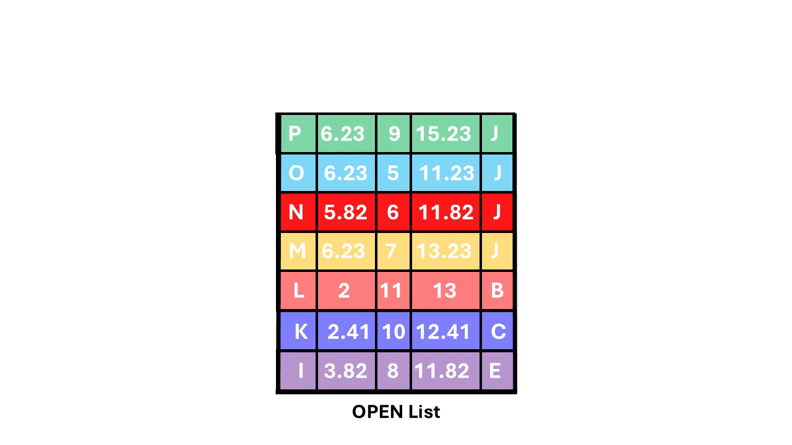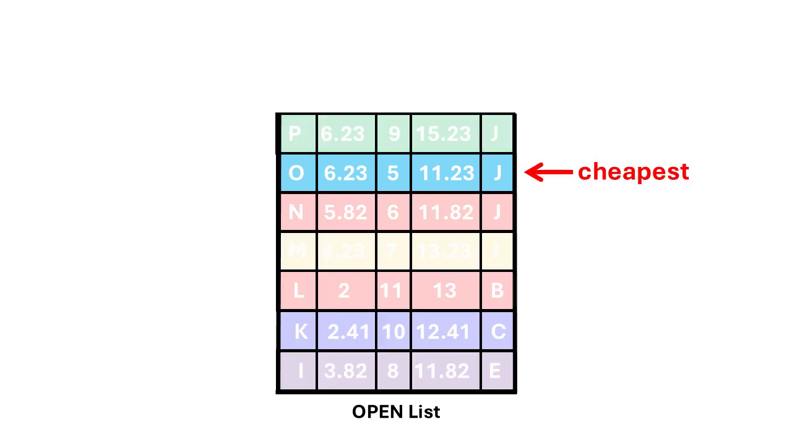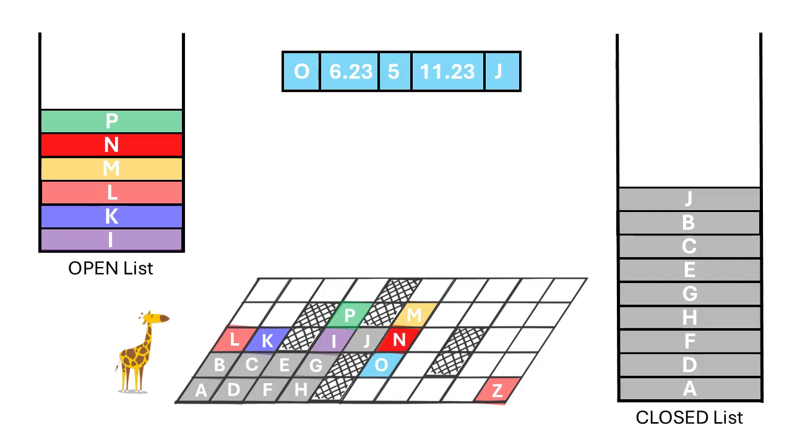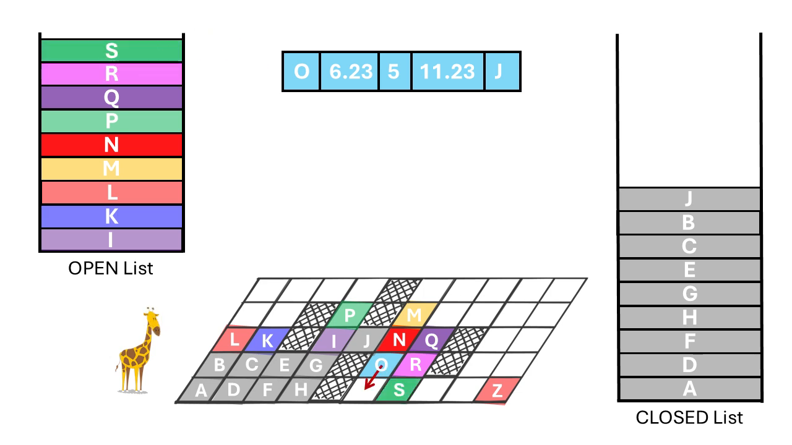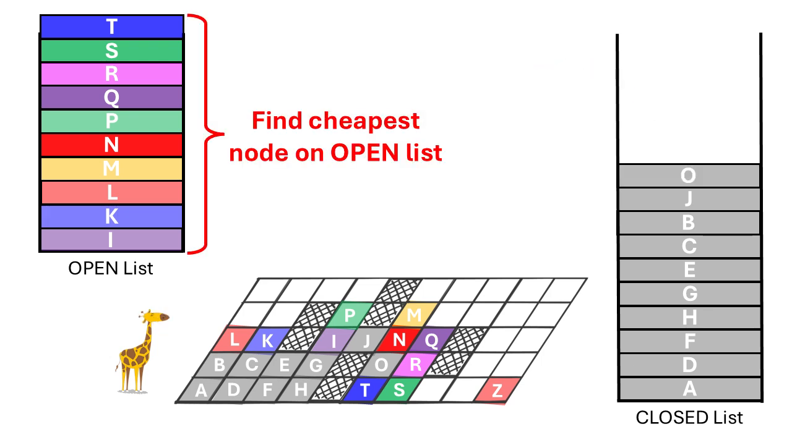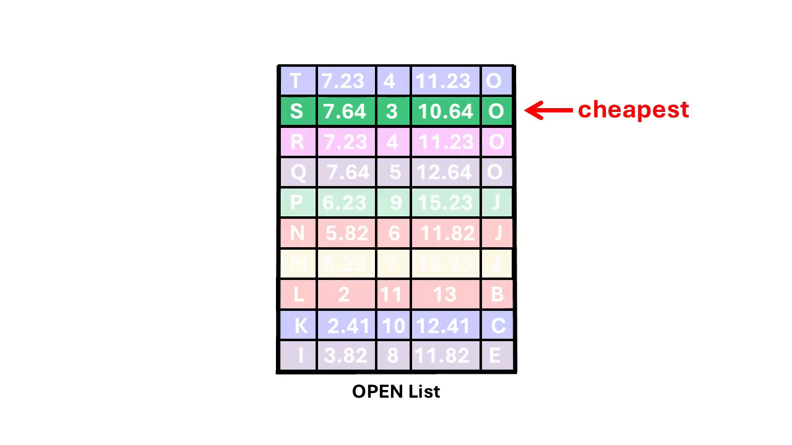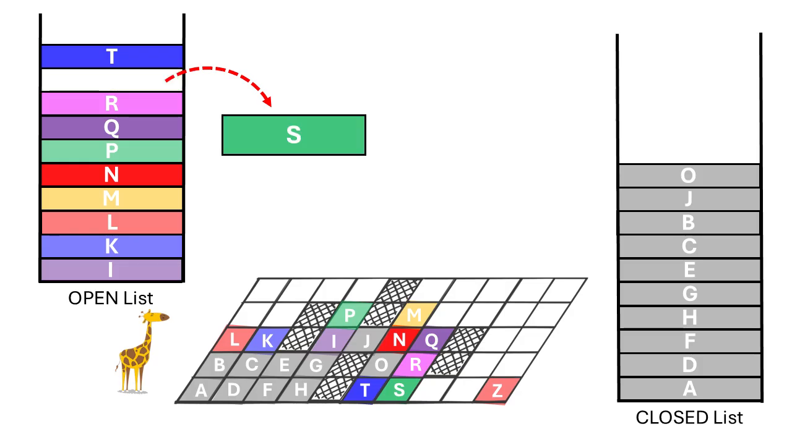The cheapest option on the open list is now node O, so let's expand it. Node O has 4 interesting neighbours. Node Q is new, so we set its values and add it to the open list, as is node R, node S and node T. With node O fully expanded, it can be moved to the closed list. Node S is now our cheapest option.